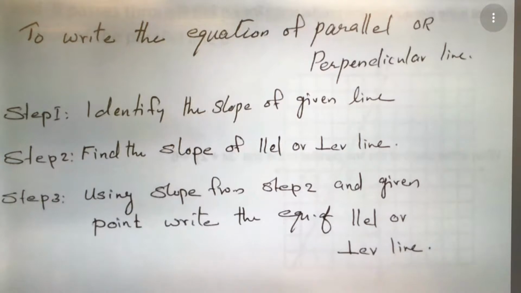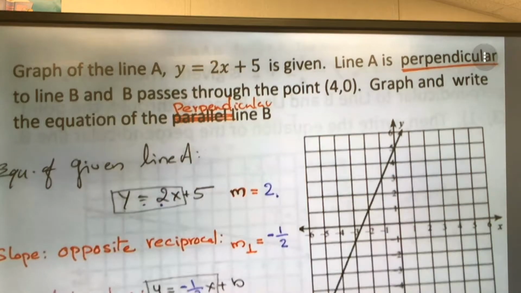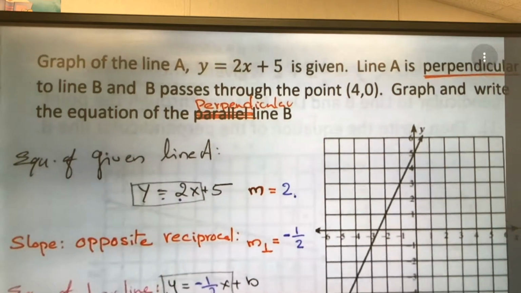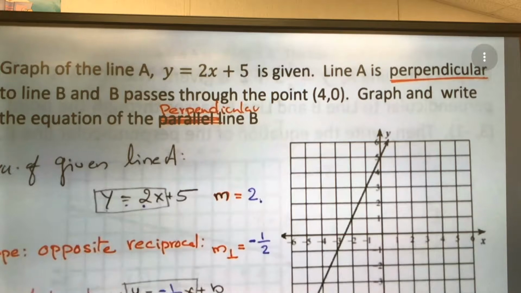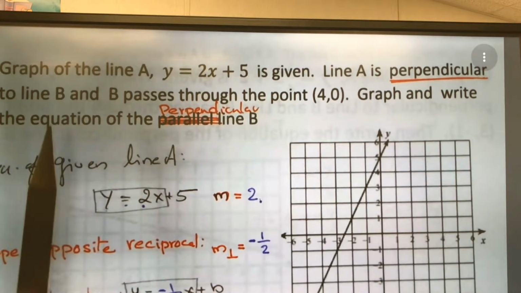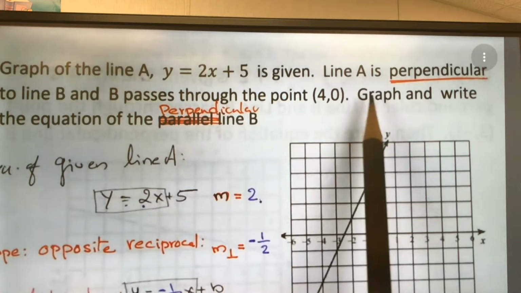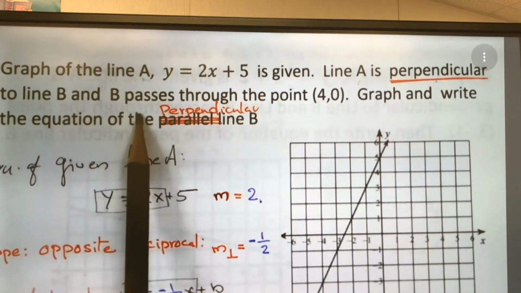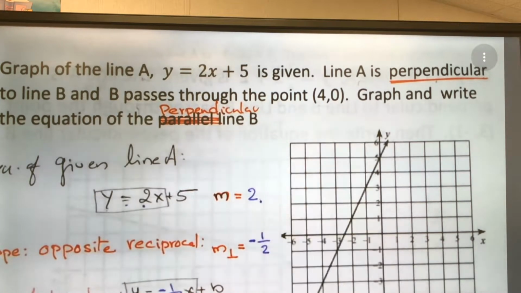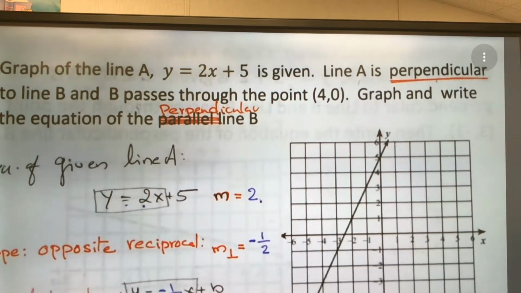So here I have a question for you. Here is one question to write the equation of a perpendicular line. We are given line A and the graph of the line is here, and line A is perpendicular to line B, and B is passing through (4, 0). So graph the line B and write the equation of the perpendicular line B.